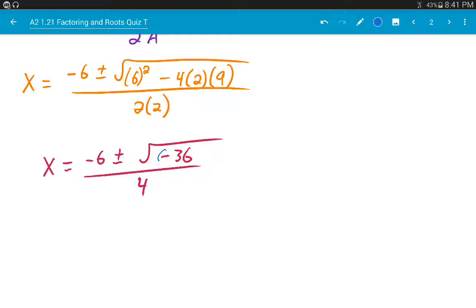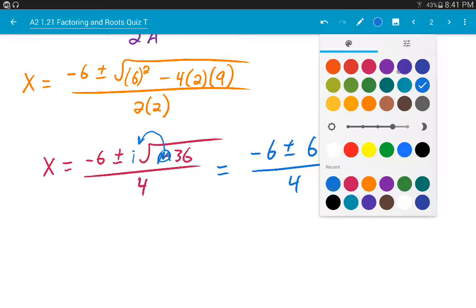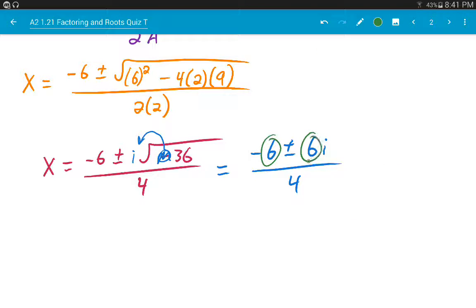Square root of negative 36 can be fixed in 2 ways. The negative can come out as an i, and then the square root of 36 is 6. So this can be rewritten, negative 6 plus or minus square root of 36 is 6, and the i comes along for the ride, all over 4. Now acknowledge that all 3 of these terms are divisible by 2. So if I divide them all by 2, I'll just draw slash 2, slash 2, slash 2, slash 2. That'll shrink the fraction to its simplest form, which is going to be negative 3 plus or minus 3i all over 4. No, it's not. It's 2.